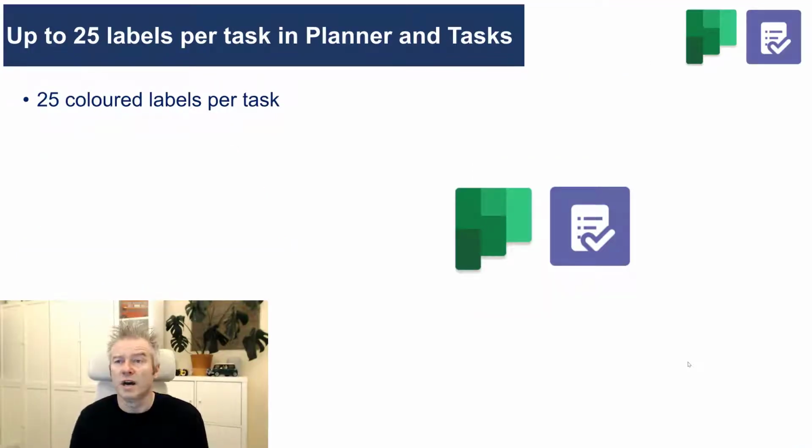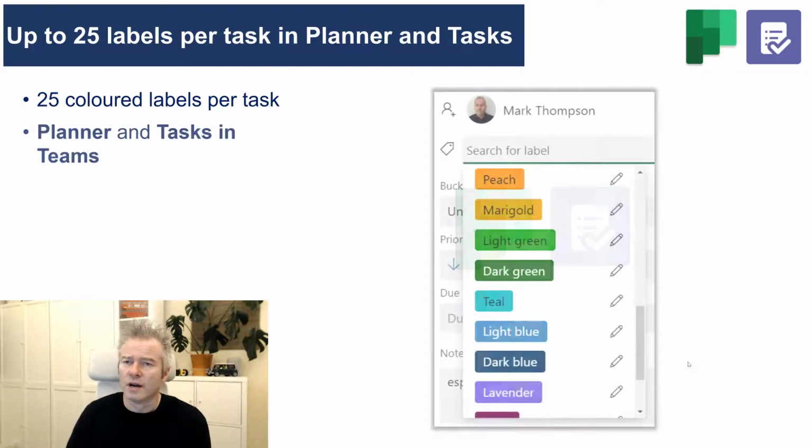That pattern continues. Now, I really like this. So, we have Planner and tasks. We have the regular Planner app, and you've got tasks inside Teams. Well, it's limited to 5. I'm sure it's 5. You know what? I went back to double check. You date yourself. I'm sure it was 5 labels we had before, and you're going to have up to 25 now.